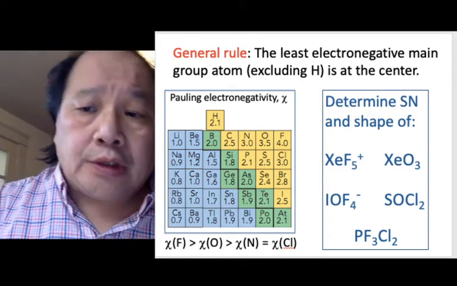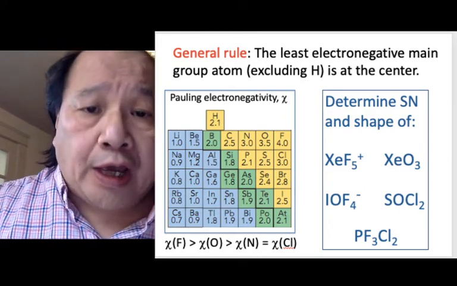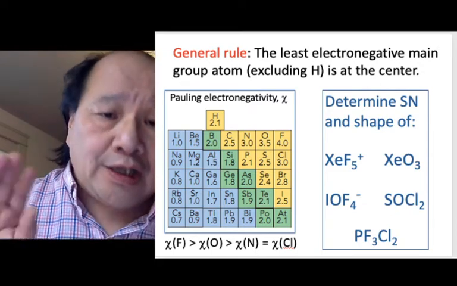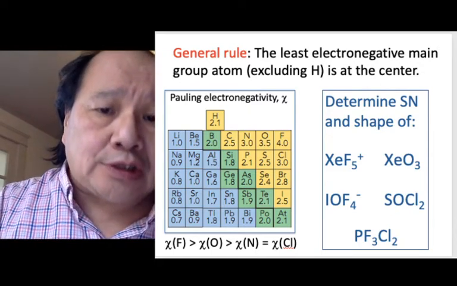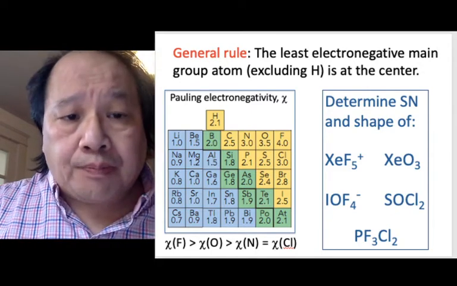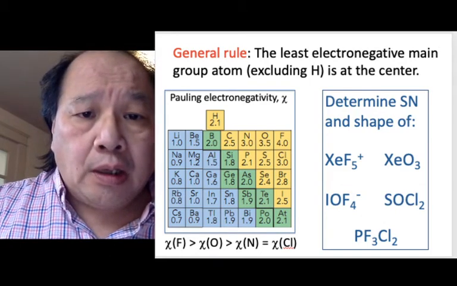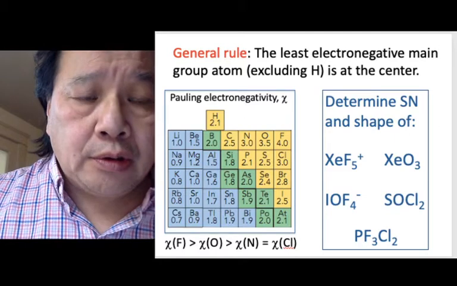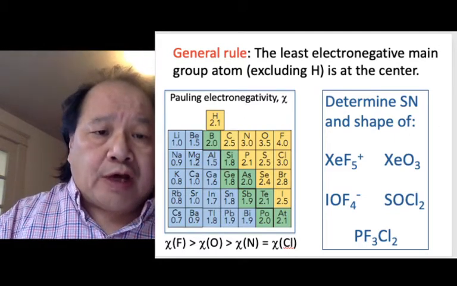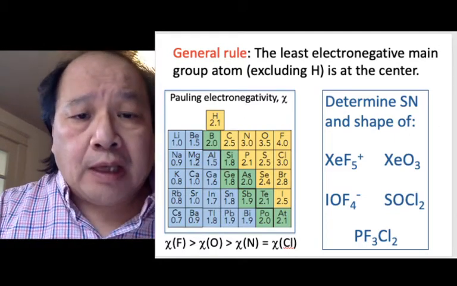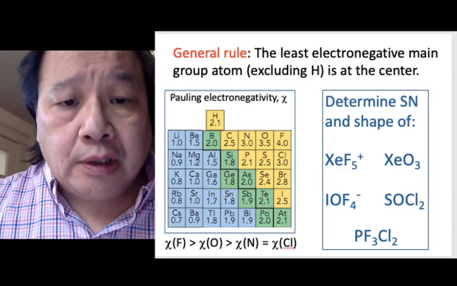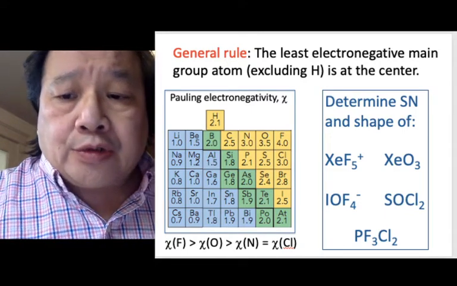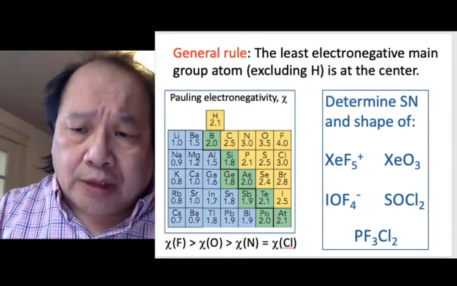But the rule is the least electronegative atom, the most electropositive atom, with the exception of hydrogen, goes to the center. So you look for the most electropositive atom, the least electronegative atom, and that's the one that goes to the center. And here are the electronegativities, and you think, oh my gosh, I've got to memorize this whole table.